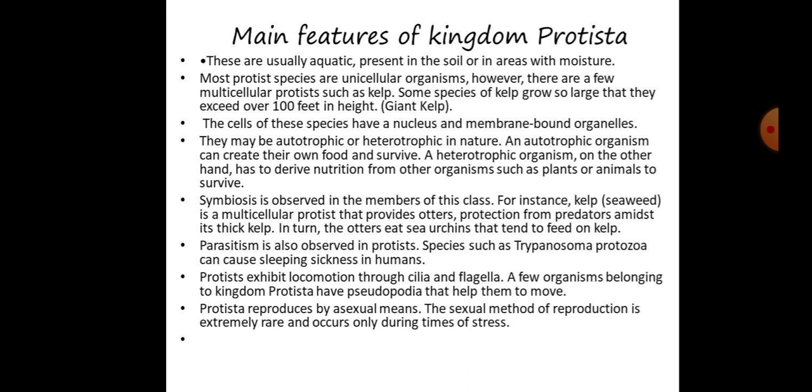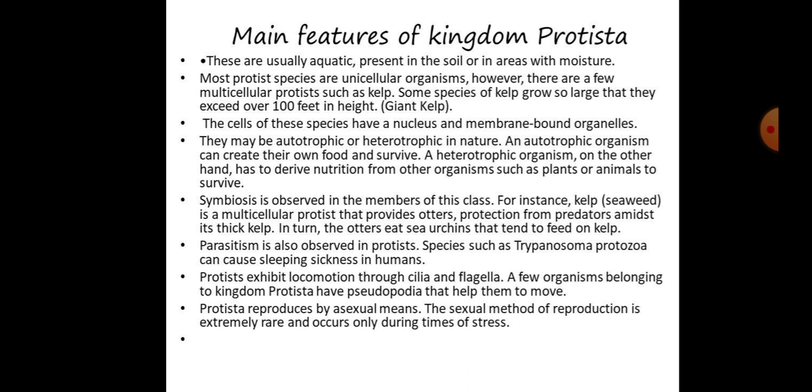An autotrophic organism can create its own food and survive. A heterotrophic organism, on the other hand, has to derive nutrition from other organisms, such as plants or animals, to survive.